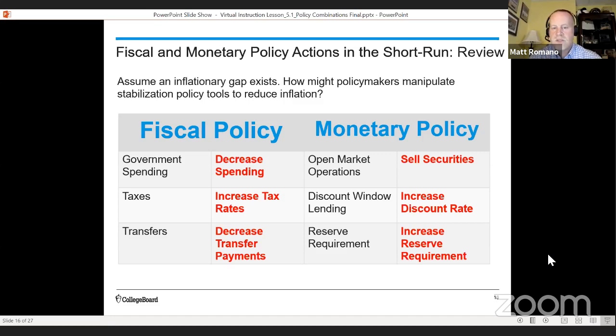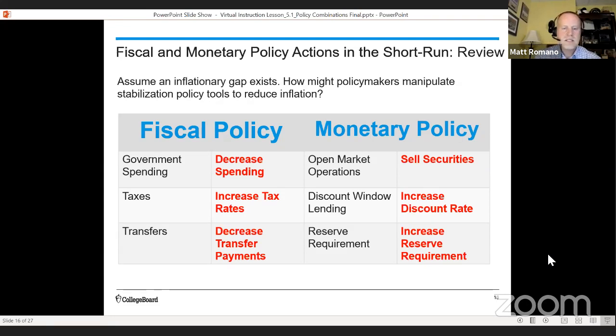On the monetary policy side, they could sell securities to banks, which is going to reduce how much banks have on reserve and reduce how much they can lend. They could increase the discount rate. They can make it more expensive for banks to borrow from the Fed. And they could increase the reserve requirement, meaning that banks have to keep more money on hand, a larger percentage of demand deposits on reserve. So any of those options obviously are possible.